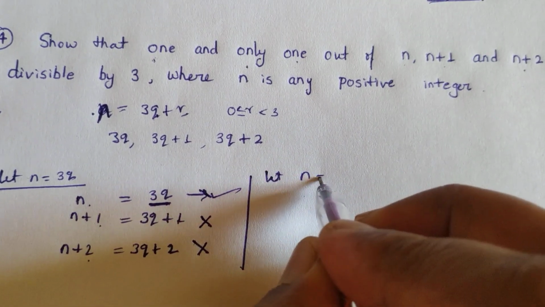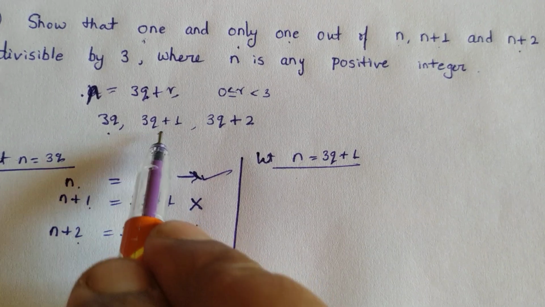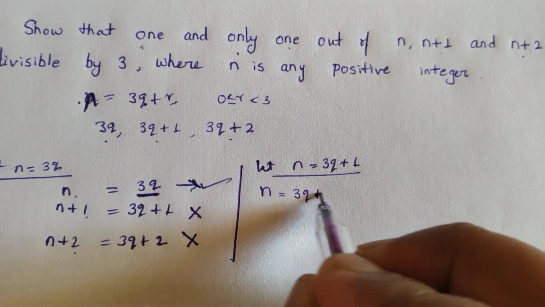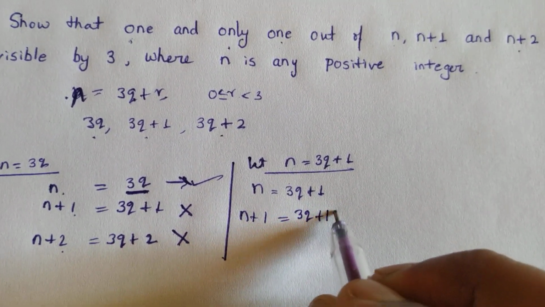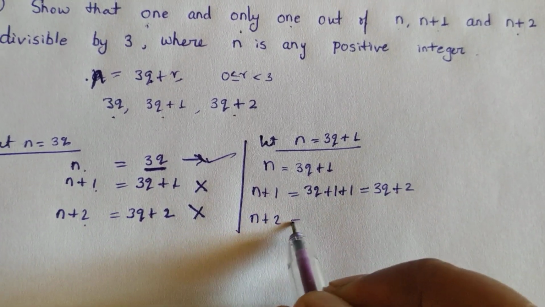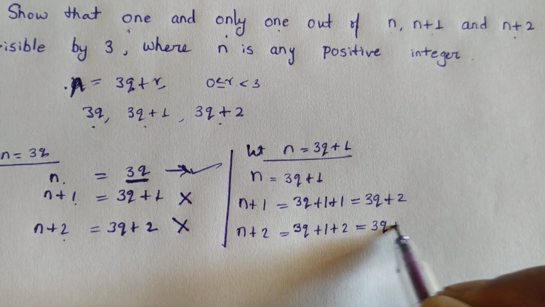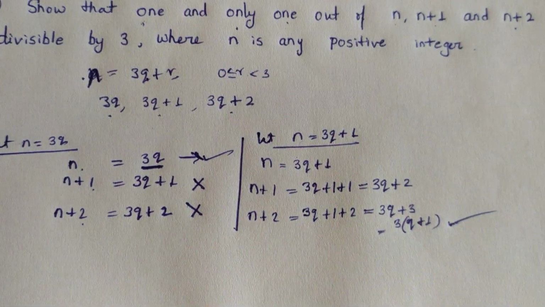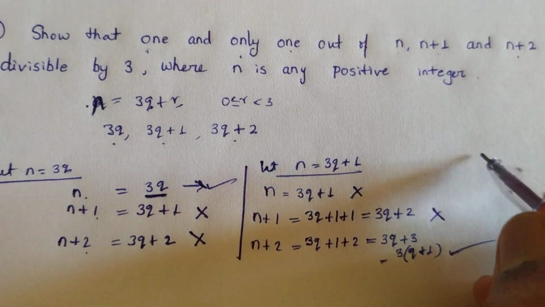Again, let n be equal to 3q plus 1. You have to discuss all the three cases: 3q, 3q plus 1 and 3q plus 2. n is equal to 3q plus 1. n plus 1 is 3q plus 1 plus 1, which is 3q plus 2. And n plus 2 is 3q plus 1 plus 2, which is equal to 3q plus 3. Here 3 is common, 3 into q plus 1. This is divisible by 3, while the other two are not divisible by 3.